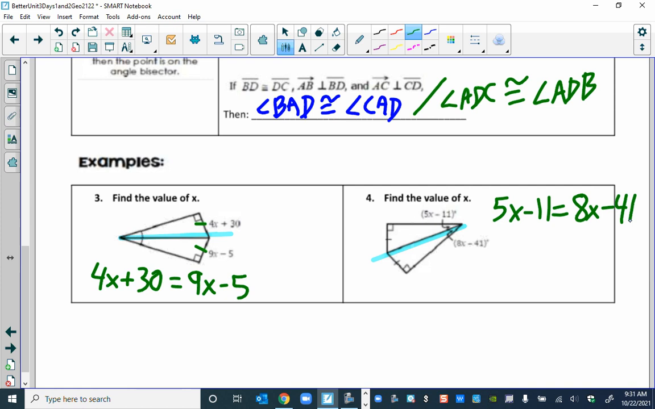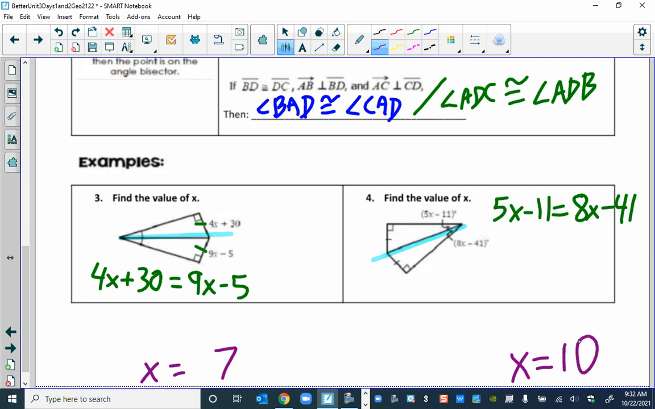Okay, really quick, what's going on here? Did anybody get a value for number 3? I got 7. Okay, that's correct. So for number 3, your X is 7. You can check it. Anybody get number 4? You're right, it is 10. Very good, Andrew.